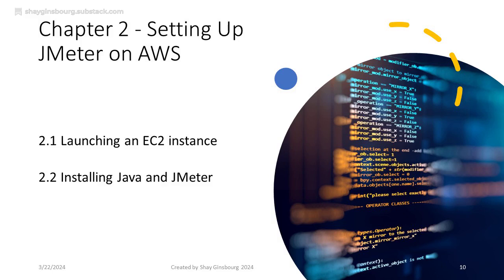2.2 Installing Java and JMeter. Next, we'll tackle the installation of Java and JMeter. These are the building blocks of our load testing environment. Learn how to set up Java, the programming language that powers JMeter, and install JMeter itself. By the end of this section, you'll have a robust JMeter setup on AWS, ready to unleash its testing capabilities. Get ready to explore the cloud and harness the power of JMeter.